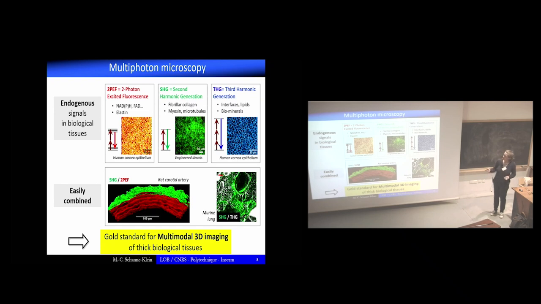So the question now is, for fluorescence, it's quite obvious that we have fluorophores in tissues, but what's the origin of these other processes? So specifically for collagen.